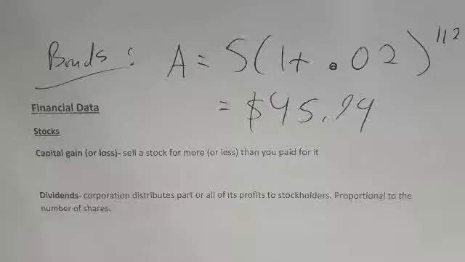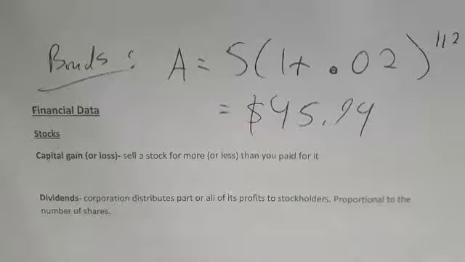The other thing is a dividend. A corporation distributes part or all of its profits to the stockholders. It's proportional to the number of shares that you hold. So when a company makes a profit, sometimes they distribute part of that profit to the stockholders. Sometimes you get money just for holding on to a stock. It's like you own part of the company, so you get a share in part of the profit. Proportion.